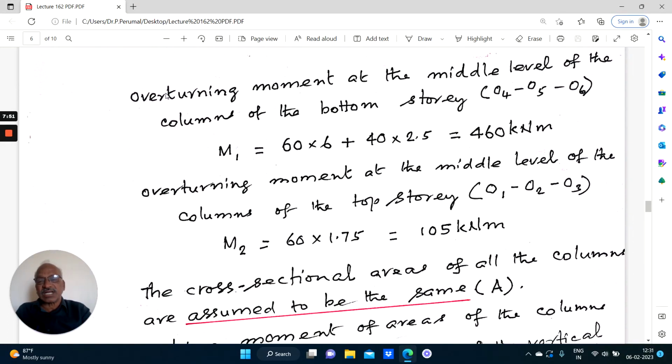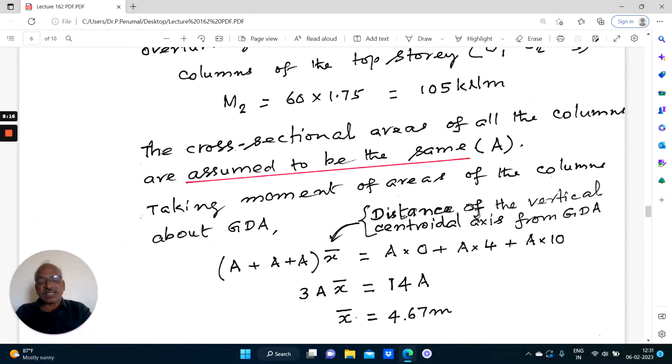Now, as we have discussed earlier, the overturning moment at the level O4, O5, O6, that is at the middle of the bottom story, we have discussed already: 60 into 6 plus 40 into 2.5. Overturning moment at the middle level of the columns of the top story, also we have discussed, is 60 into 1.75, 105. So that's about the overturning moment. Now, the cross-sectional areas of all the columns are assumed to be the same. Even if it is different, we can deal with it, no problem.